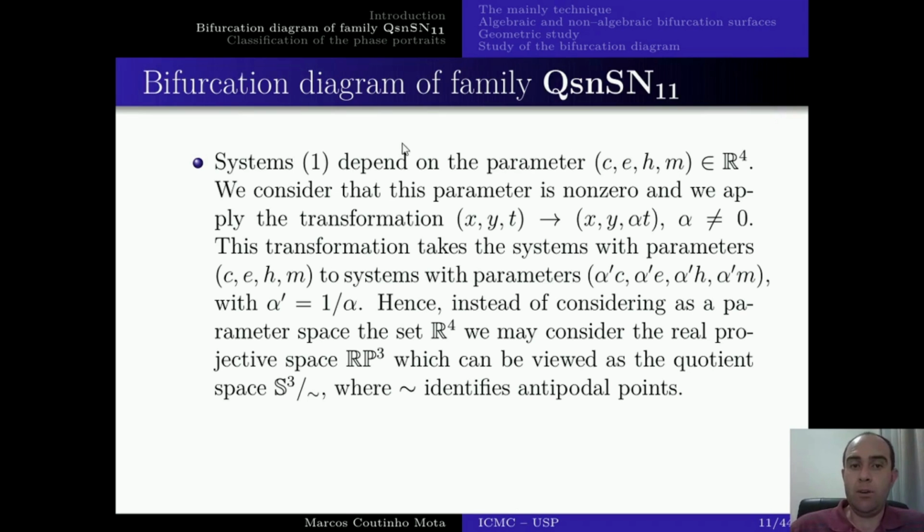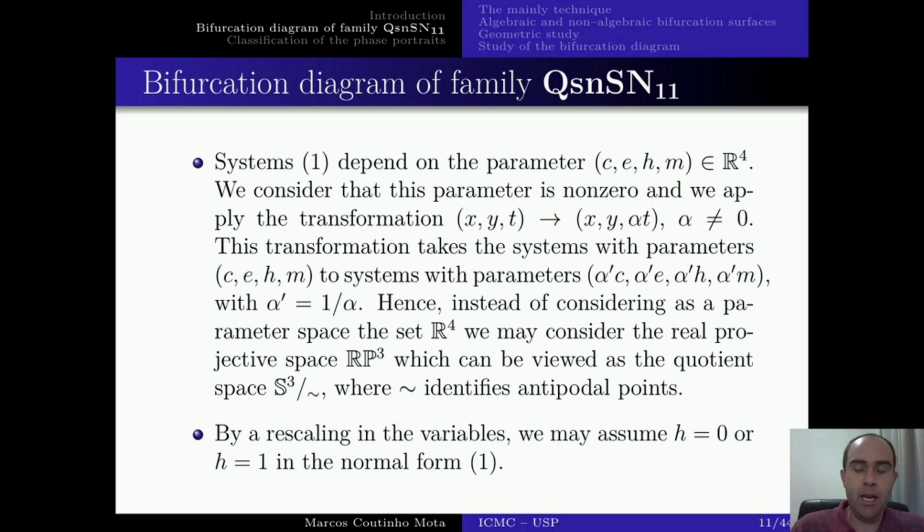So, we saw that normal form 1 depends on the parameters C, E, H, M and R4. With a simple rescaling of time, we conclude that we may rewrite systems 1 depending on these parameters here. So instead of considering as a parameter space the set R4, we may consider the real projective space RP3. Additionally, with a simple rescaling in the variables, we may assume that the parameter H is 0, or if it is non-zero, we can take it equal to 1.